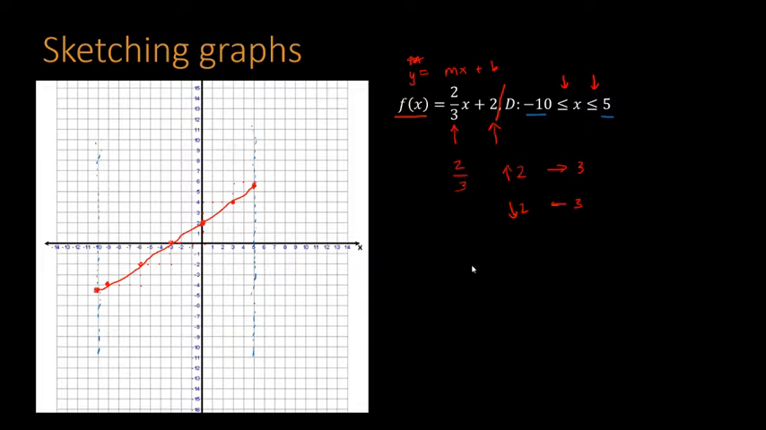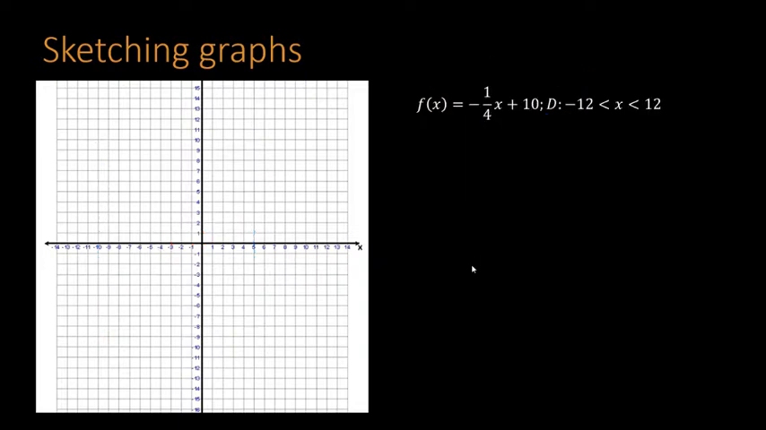Let's go ahead and do another example. So here I have the function f of x equals -1/4 x plus 10 with a domain where x is between -12 and 12. Just like before, I'm going to start with sketching out the boundaries of my domain. So I'm going to look at x is -12 right here, and I'm just going to sketch out a dotted line for all values where x is equal to -12 to remind me not to go past that. And I'll do that on the other side as well. So the other side of my domain is that x cannot exceed 12.